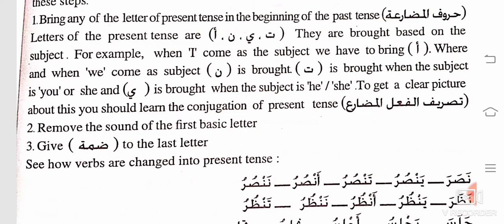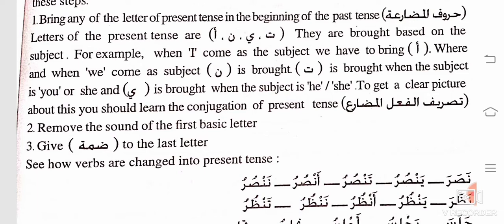For example, when I come as the subject, just like I do it, I like it, I eat it, we have to bring alif. In the time of I, we need to bring alif in the beginning of the فعل الماضي. Pay your attention that فعل الماضي is going to be made as فعل المضارع. We need to bring alif in front of the فعل المضارع when the subject becomes I.